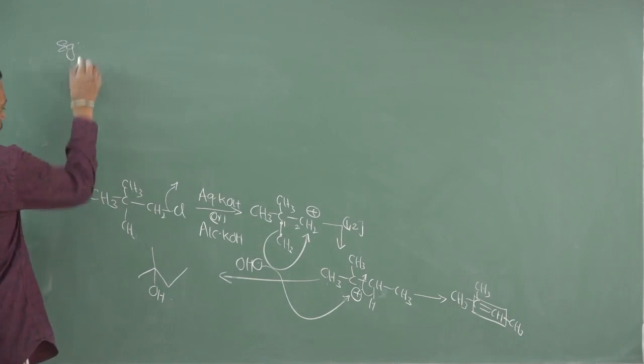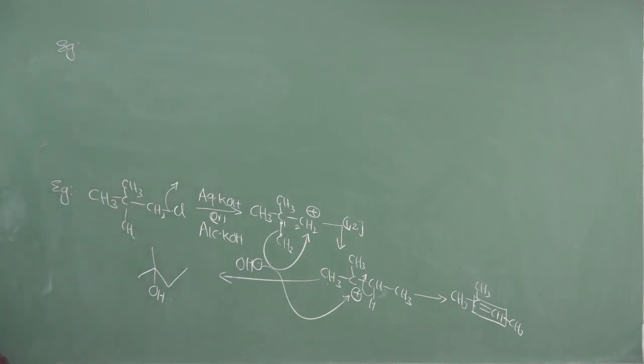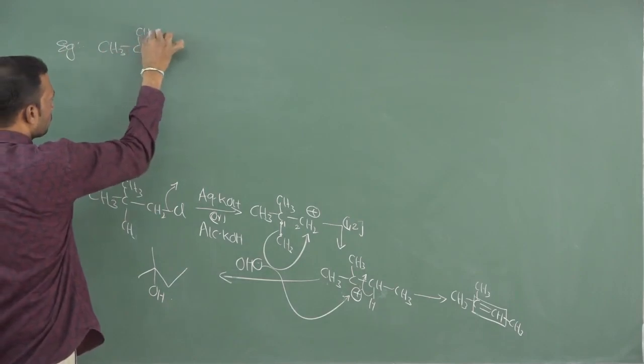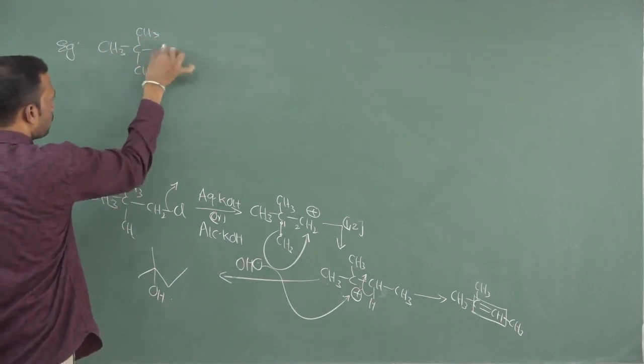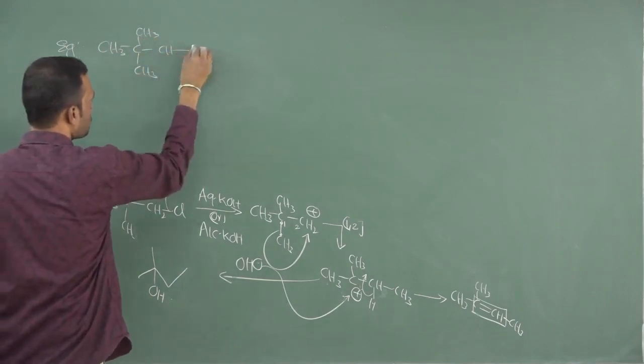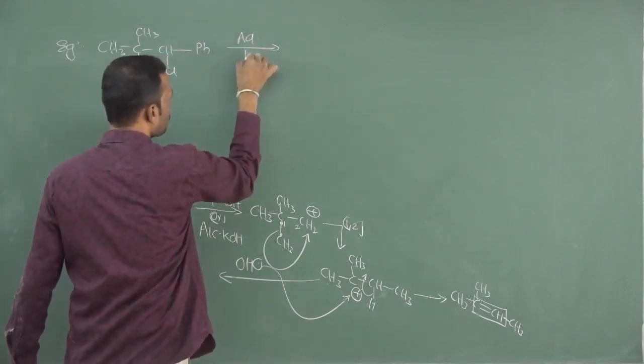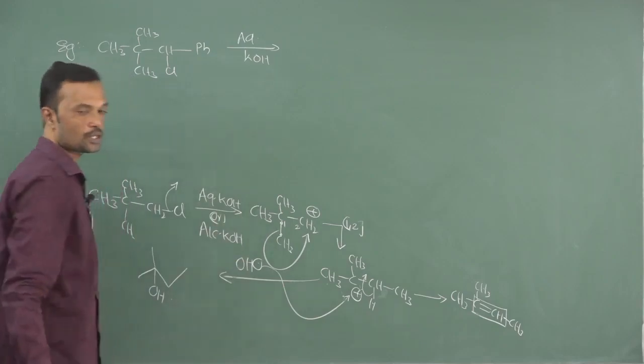Take one more. A tertiary alkyl halide is given. Now if you observe this example clearly, first you identify whether rearrangement is possible or not. That is the first thing. Here I am giving Ph and this is chlorine. Now I am using a nucleophilic reagent, an addition reaction.